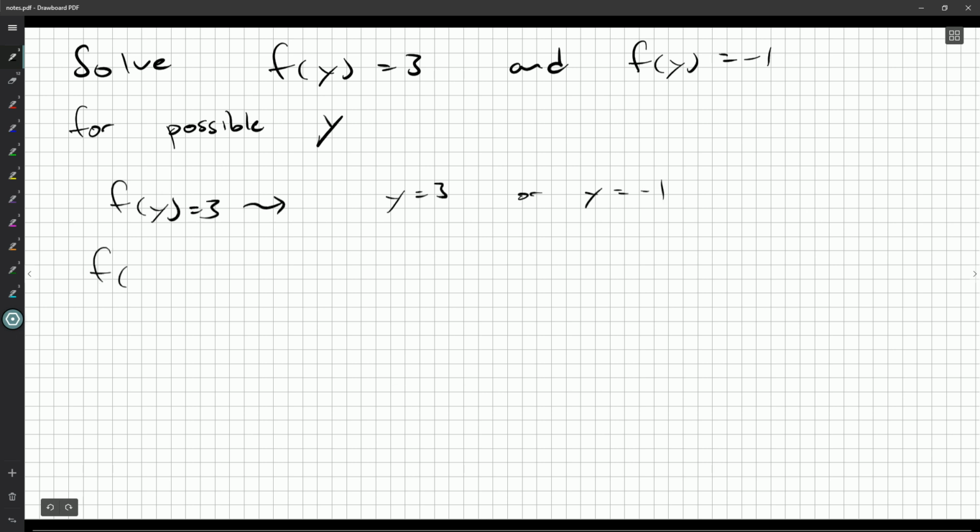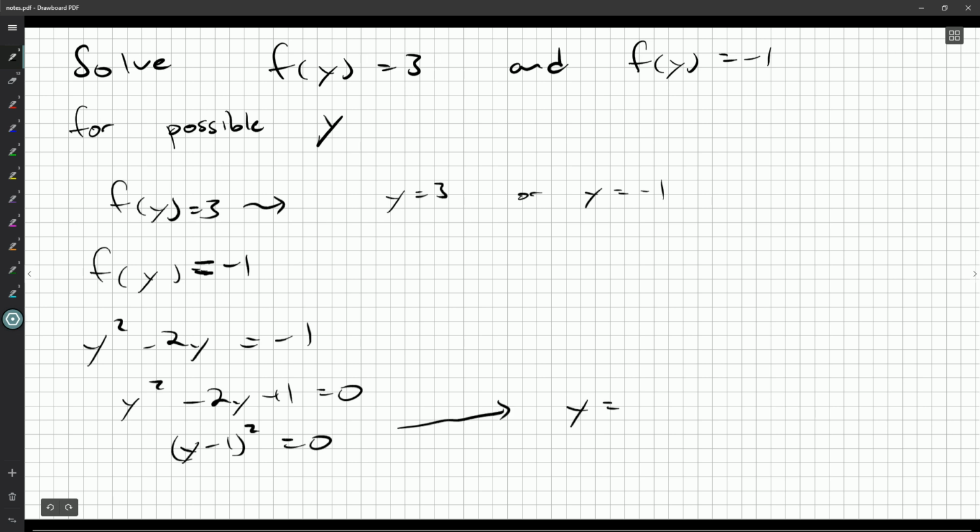But what happens when f of y is negative 1? Well, you'll get y squared minus 2y is equal to negative 1. y squared minus 2y plus 1 is 0. Factor that. We'll get y minus 1 squared. So y would have to be 1. So no matter what I pick x as, I'll either get 1, minus 1, or 3 for my value of y. And y, of course, is f of x.